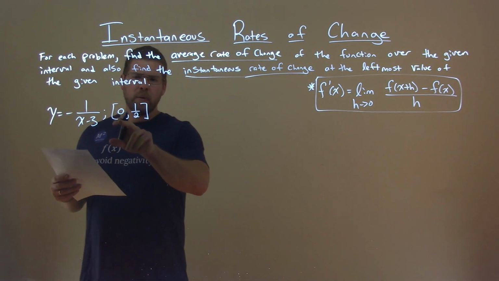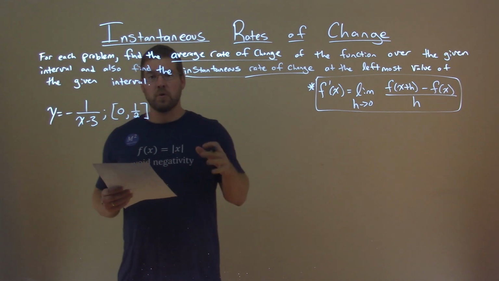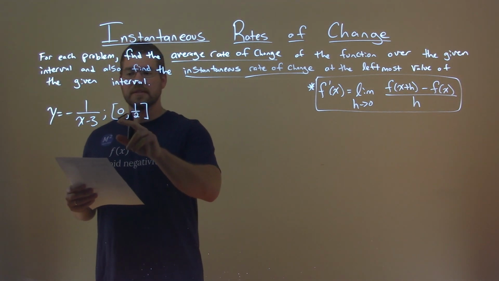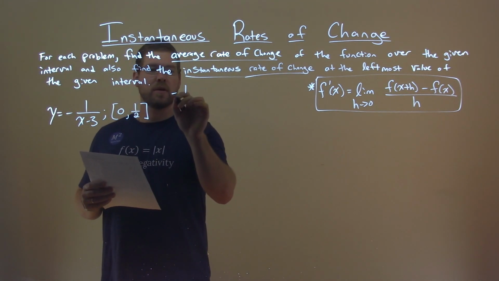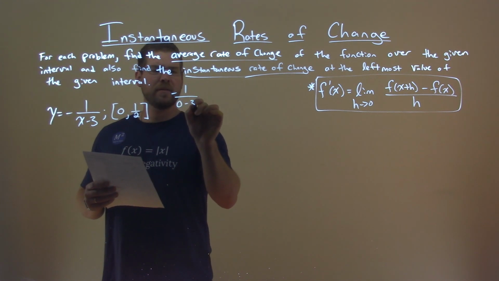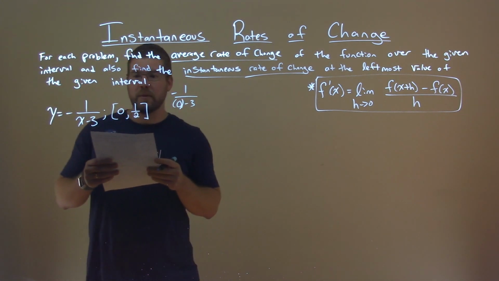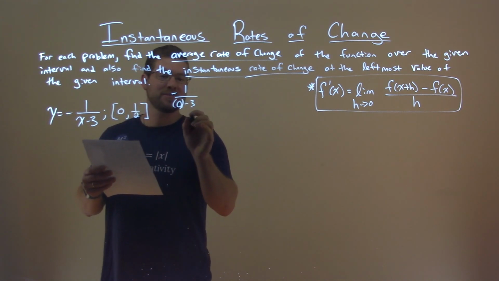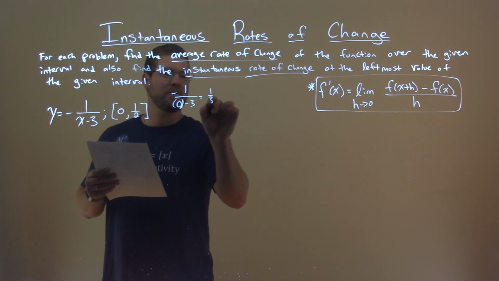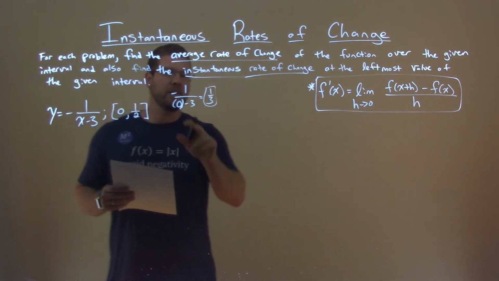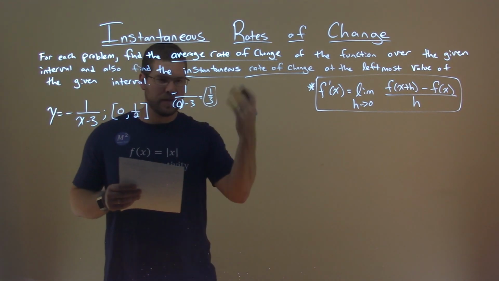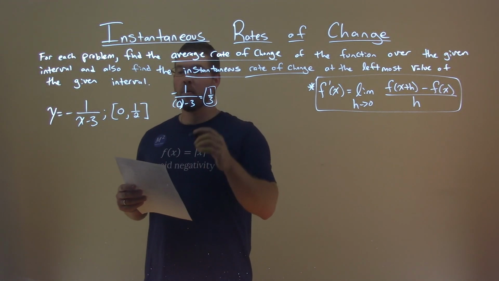Now, we have our x values here. We need to find the corresponding y values. So I'm going to plug 0 in for x. So we have a -1 over 0 minus 3. And what does that come out to be? Well, that comes out to be just positive 1/3. So 0 minus 3 is a -3. Negatives cancel.